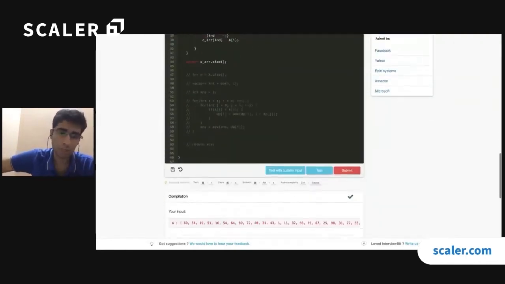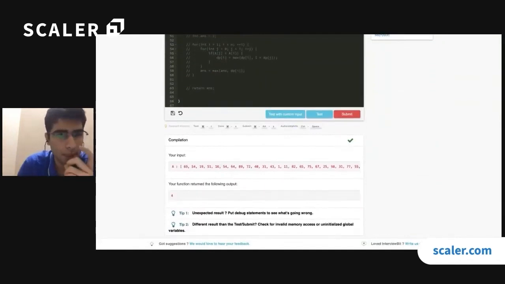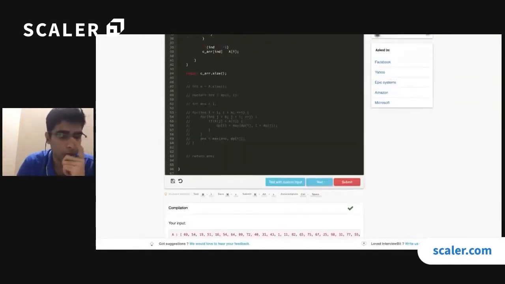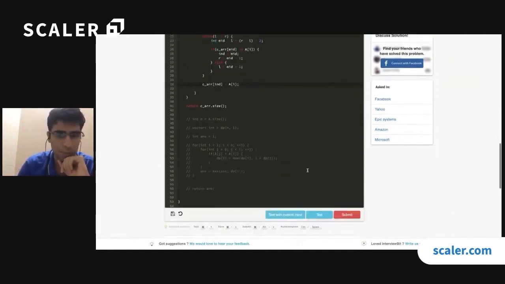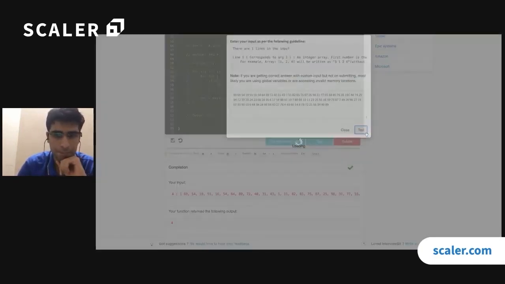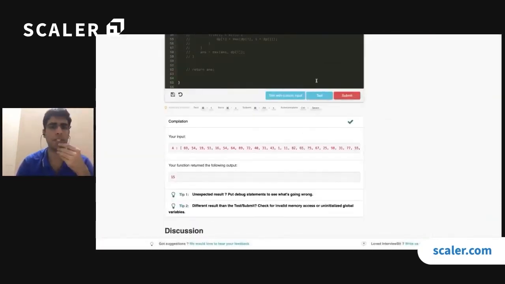But why is the answer 4 in this case? The answer should be something like 14. So I try to find the first index, then index is equal to mid. This should not be happening. Oh, this is correct. Yep, you're correct.